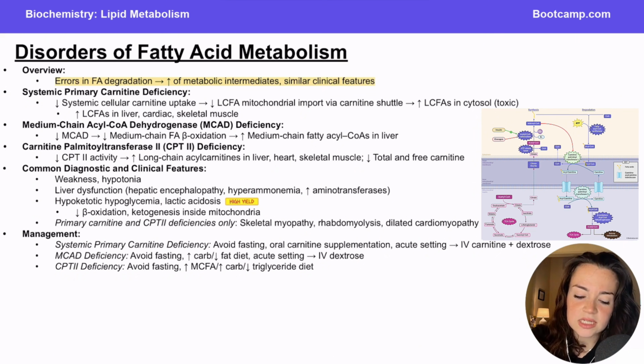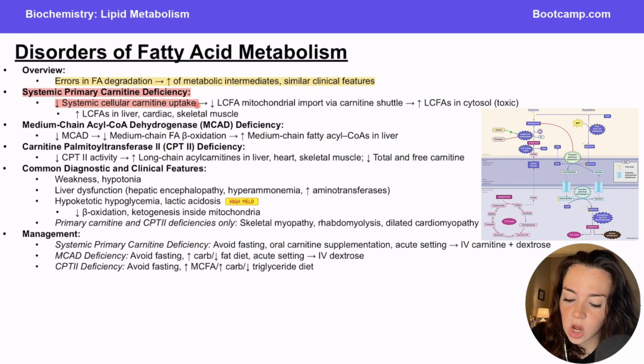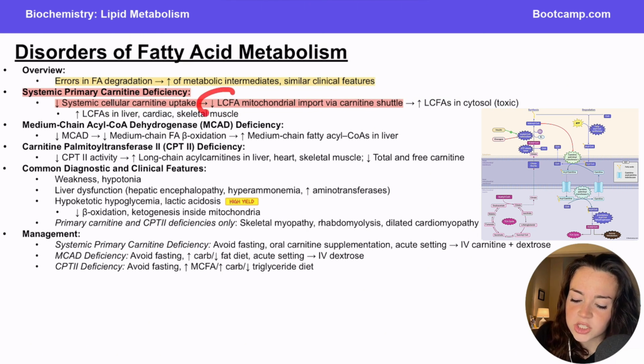Let's start by talking about systemic primary carnitine deficiency. As the name suggests, it is a primary carnitine deficiency, meaning the chief problem is we don't have enough carnitine in the cells. And if you remember the function of carnitine within the fatty acid degradation pathway, carnitine was our chaperone that allowed this acyl group to get across the inner mitochondrial membrane. No carnitine means no long-chain fatty acid mitochondrial import via that carnitine shuttle. Remember, we're specifying long-chain fatty acids here because that carnitine shuttle is only required for long-chain fatty acids to get into the mitochondrial matrix. Short and medium chains could just diffuse freely.